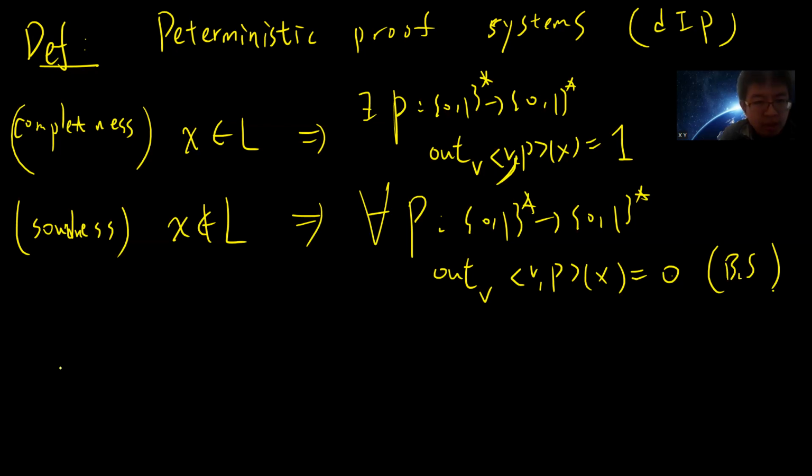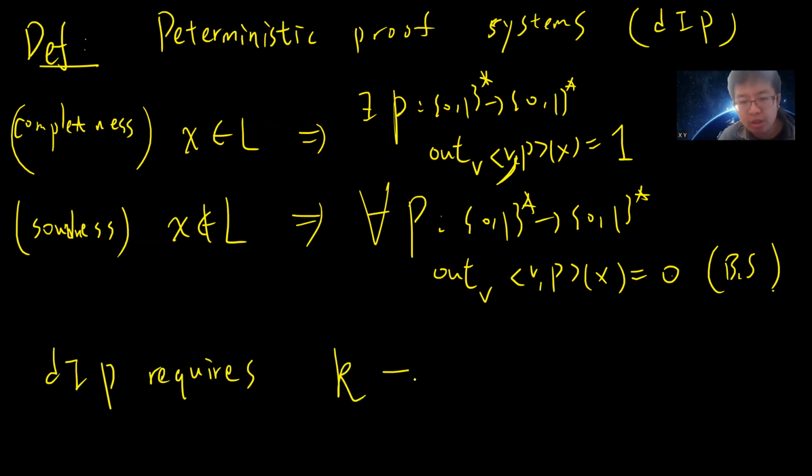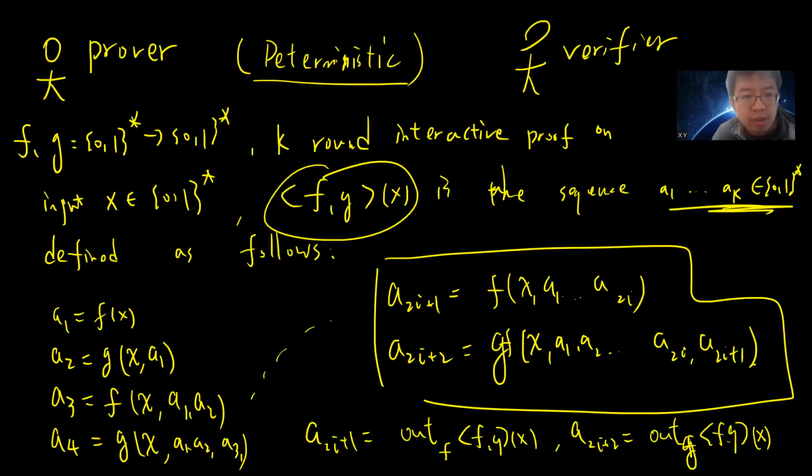Okay, and DIP also requires the number of rounds K to be polynomial in the input size. So K should be this round count, and it should not take forever. And all these A1, A2, A3 are polynomial size. And we are assuming that the prover is so powerful that it can solve everything.